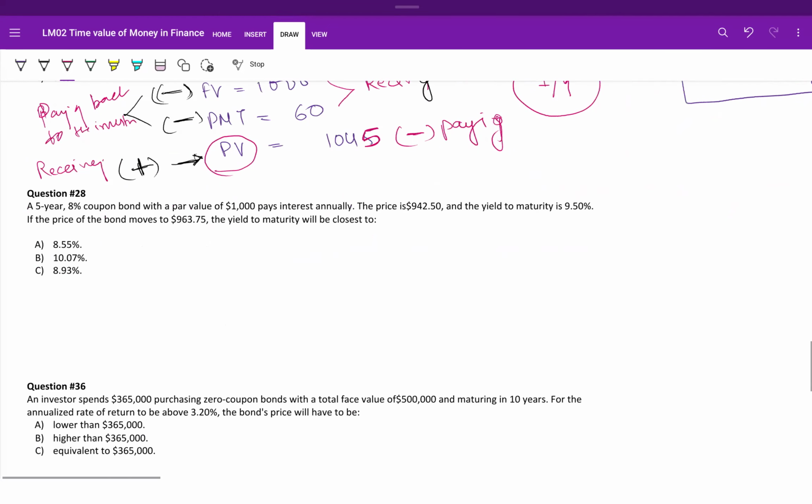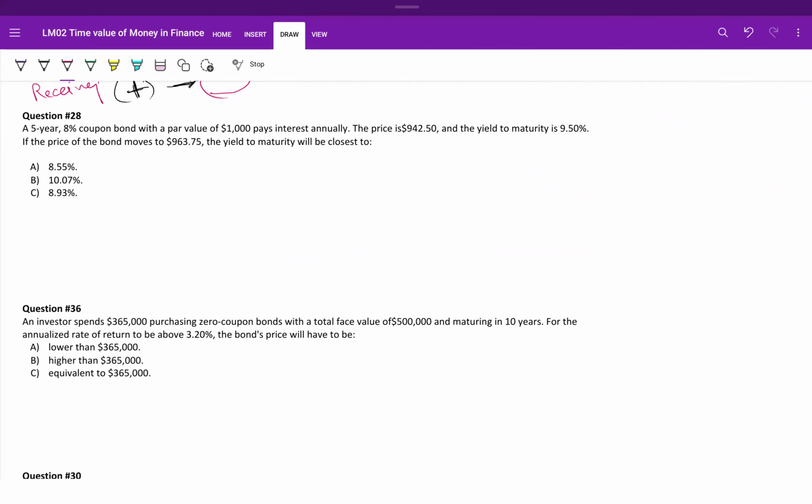Question number 28. So question number 28 is again from fixed income securities. A 5-year 8% coupon bond with a par value of 1,000 pays interest annually. The price is 942.5 and the yield to maturity is 9.5. So I/Y it's given here 9.5. Price is the present value, it's 942.5.